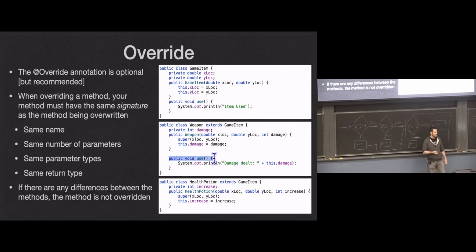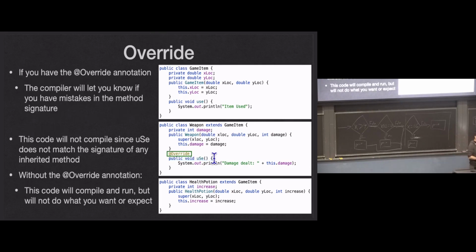The danger with this is what happens when I have some typo. I have a capital S here instead of a lowercase s. If all four of those things don't match exactly, you won't get any errors if you don't use the annotation. You won't get any errors. You just won't get the behavior you want. And your code will just silently be wrong, which scares me. I don't like that. So I like using the annotation.